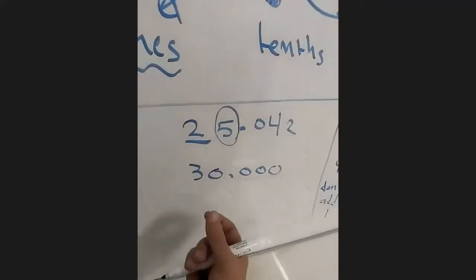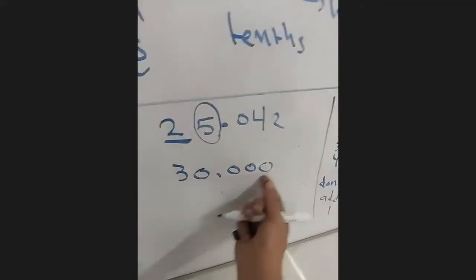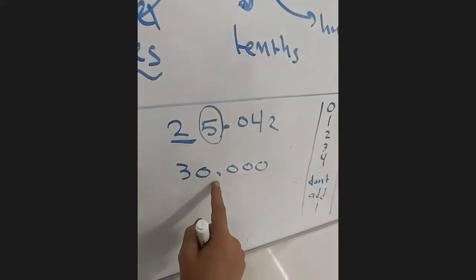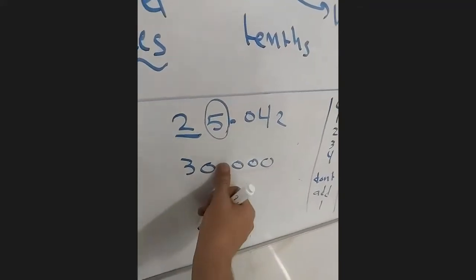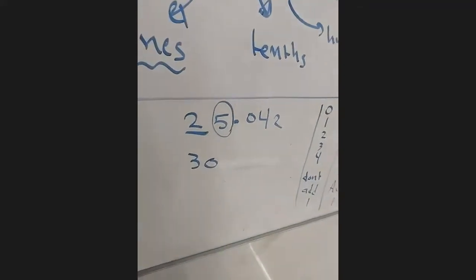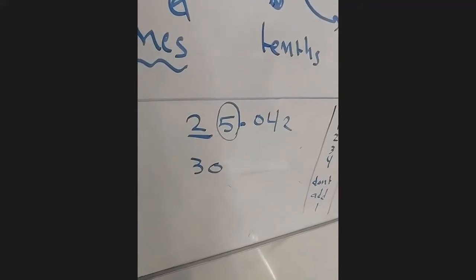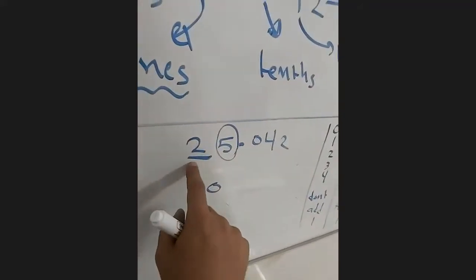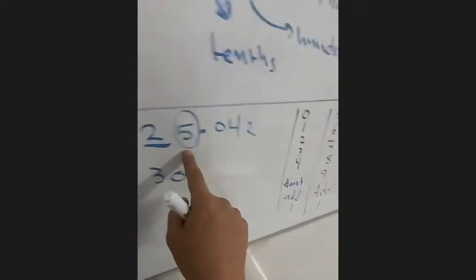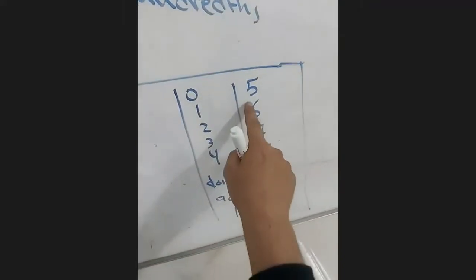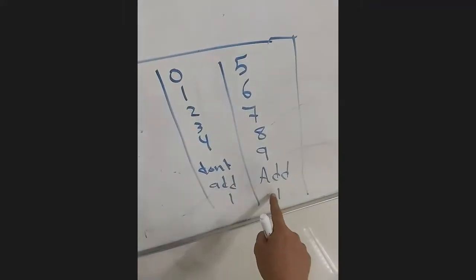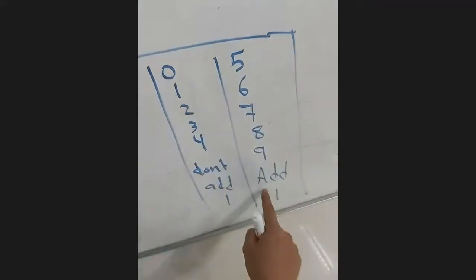Now, here we have 30 decimal zeros. If after the decimal there are all zeros, there is no need for it. Again, I want to round the 2. After the 2, I have 5, and the 5 is here. If you have 5, we add 1.